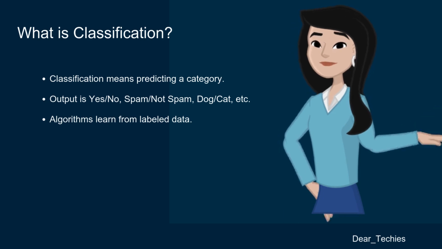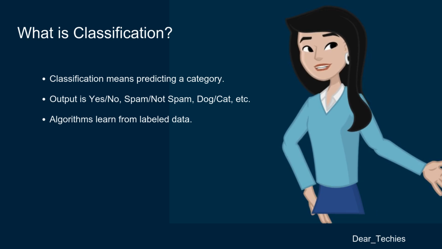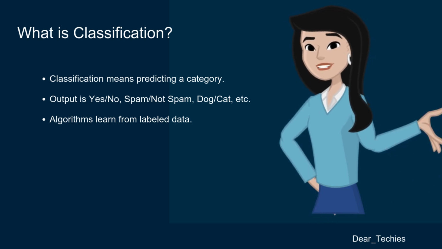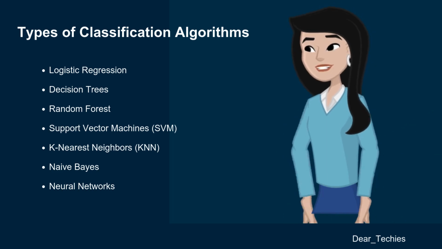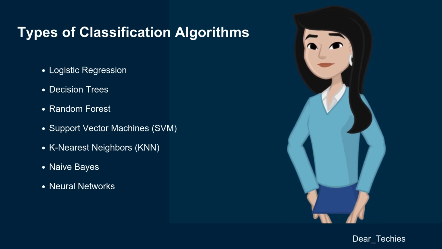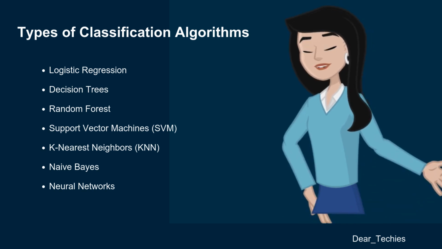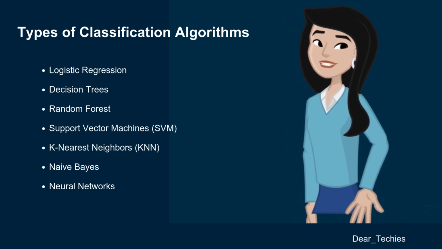Classification algorithms learn from examples that already have labels and then make predictions. There are many classification algorithms, each with a different style of learning. Some are simple, some are powerful, some are slow, some are fast. Let's walk through each one in a simple and practical way.